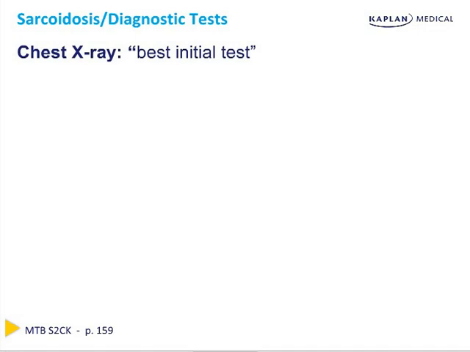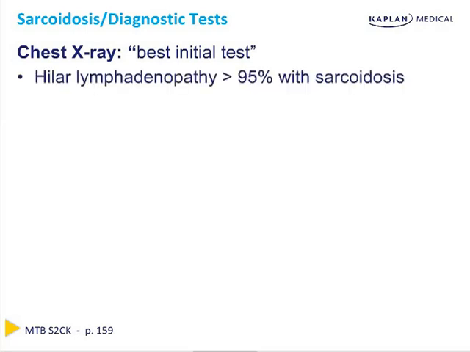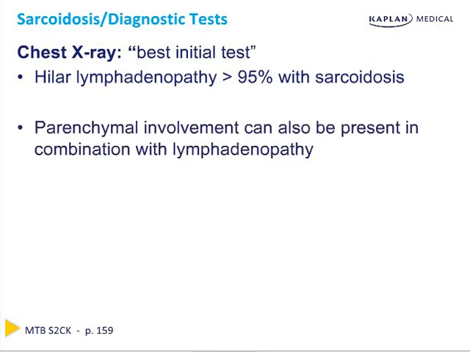The best initial test you should answer on step 2 for a patient with suspected sarcoidosis would be the chest x-ray. You'll see hilar lymphadenopathy in greater than 95% of patients with sarcoid. You can also see parenchymal involvement, which can be present in combination with the lymphadenopathy.